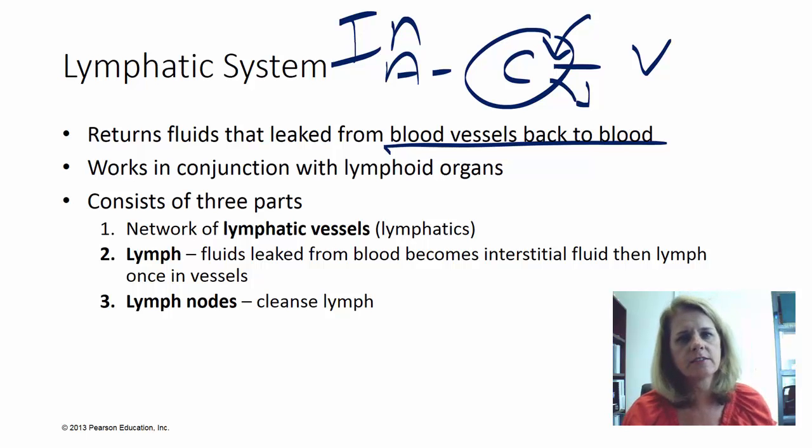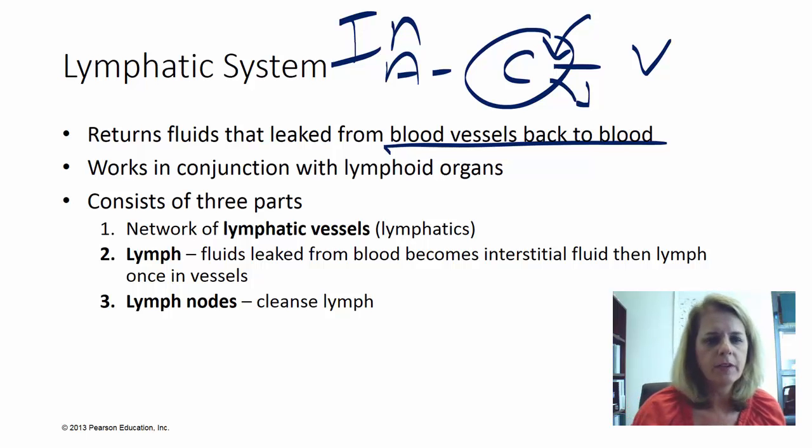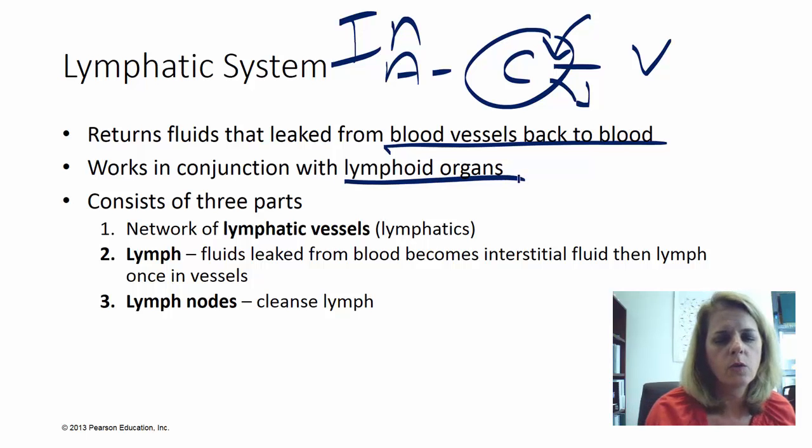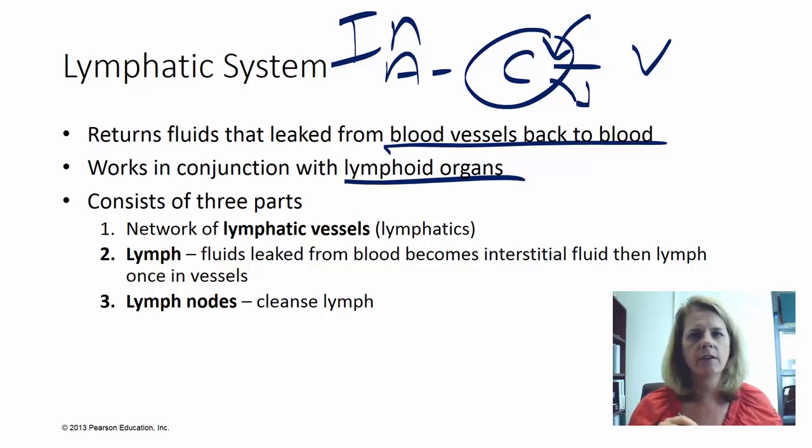And so the lymphatic system works to return these leaked fluids back to the blood, and it works in conjunction with lymphoid organs like the spleen. And we're going to have another talk just on the lymphoid organs.